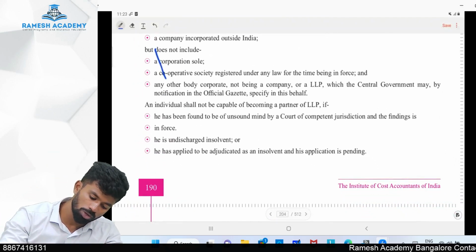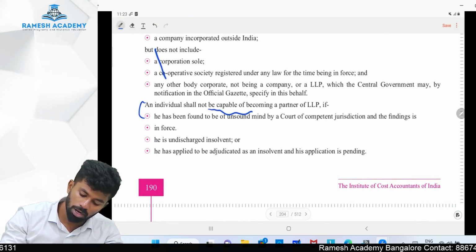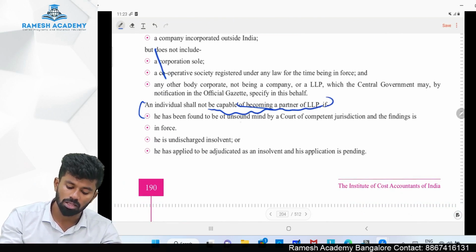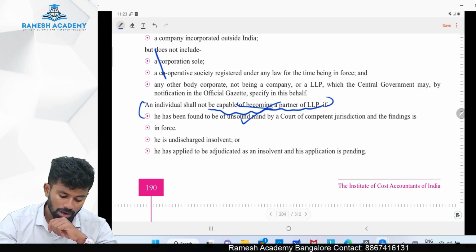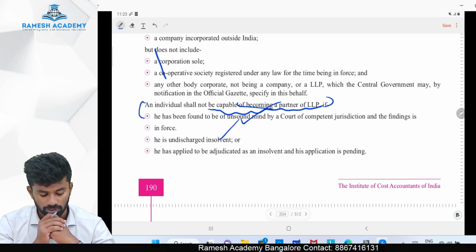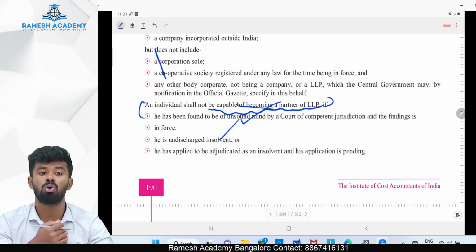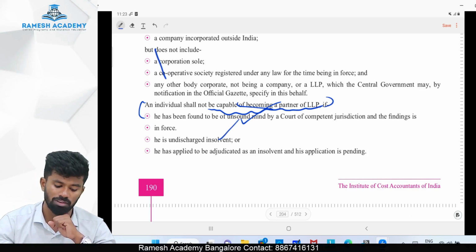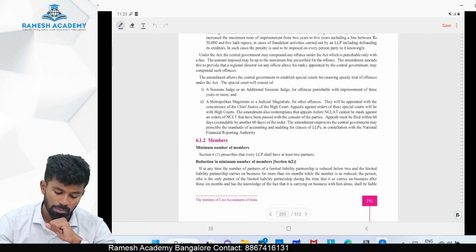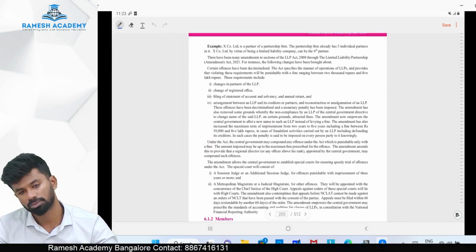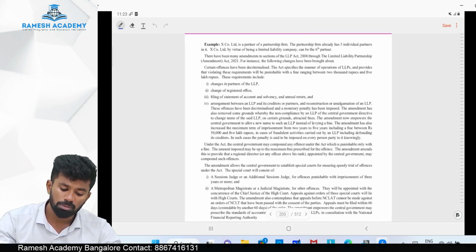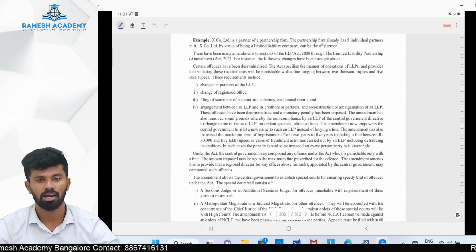But an individual cannot be a partner of an LLP if he is of unsound mind, or is an undischarged insolvent, or has applied to the court to be declared an insolvent. In these cases, a person is disqualified to be a partner of an LLP. And there must be a minimum of 2 partners in an LLP.